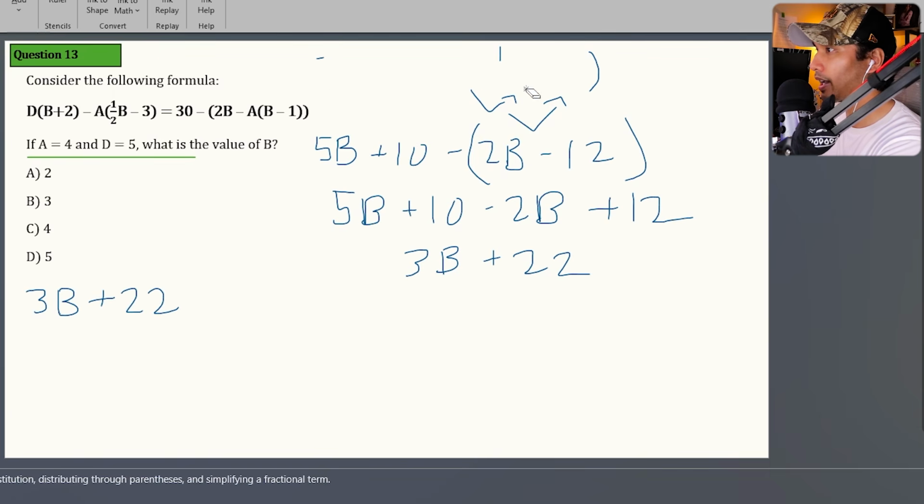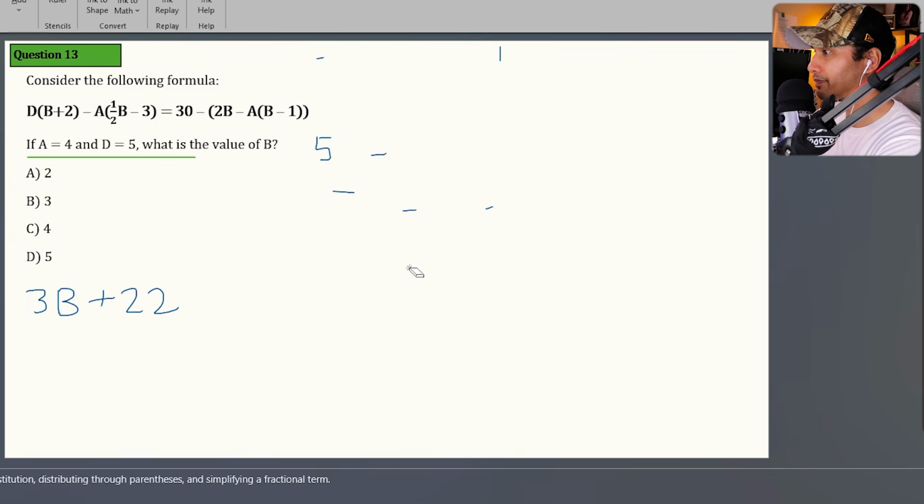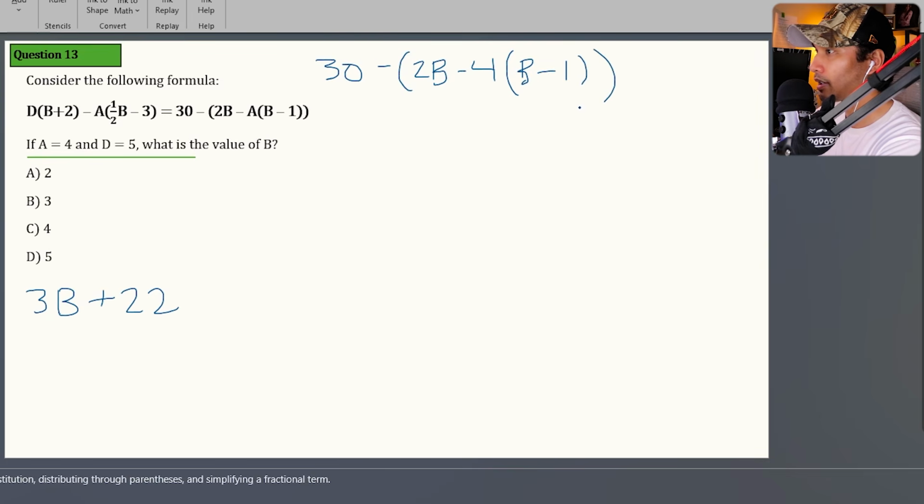And then we go ahead and do the right side. I'm only doing the left side and the right side for the sake of the video, but when I do the test, I would do the whole formula. Okay, so 30 minus 2 and then b, oh, we don't have b, we're trying to find b, minus a, which is 4, and then b times 1, or minus 1. So we would first deal with these parentheses over here.